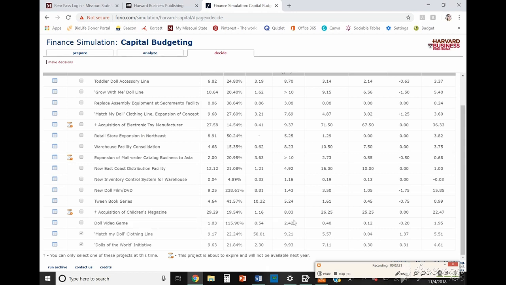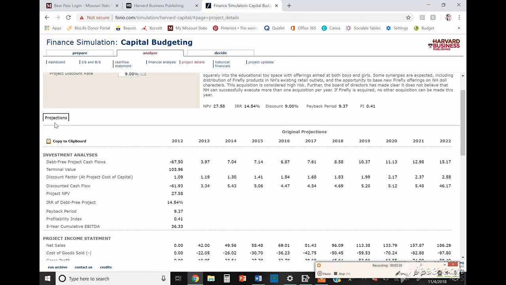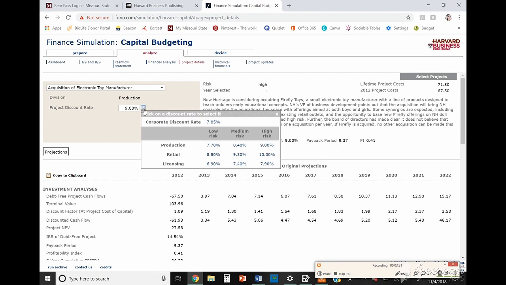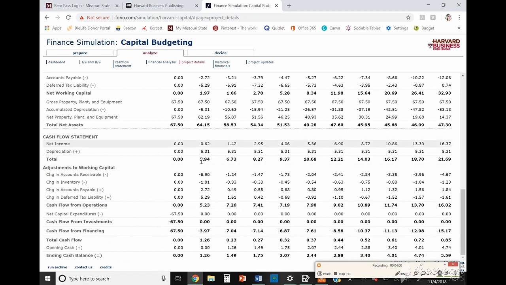Looking at these numbers right here, it is a better option. It has a higher NPV, a higher IRR, a higher profitability index, and a lower payback period. Just based off those numbers alone, it made more sense. But if you click on the details, it has an insanely high terminal value, and it is high risk. Even with the percentage being set to match its division and its risk, which is 9%, it's still at a terminal value above 100. And the rate that these numbers down here increase is just very high.